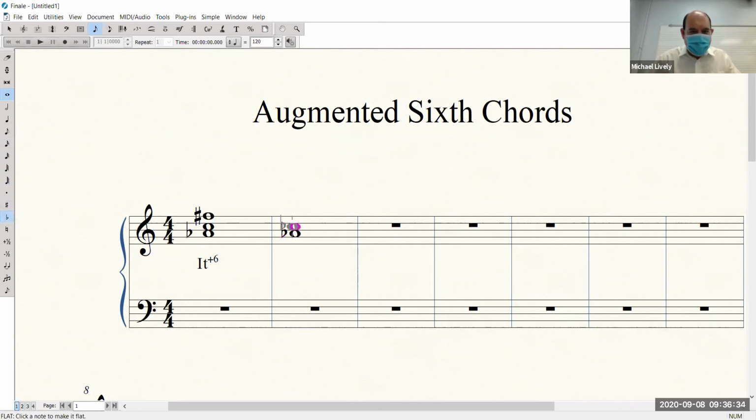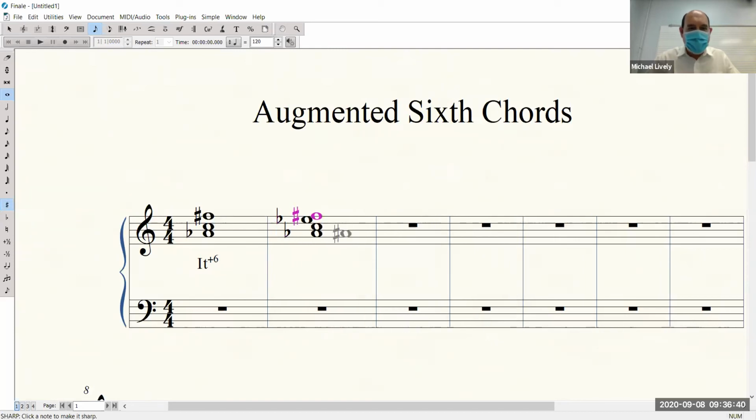Okay, the next one, and this is an important one, has flat 6, scale degree 1, scale degree flat 3, and of course, sharp 4. Okay, notice how Finale put the E flat to the left. Sometimes it does that, and no one can figure out why. I would have just put the F sharp over to the right. We know the top note has to go to the right of the lower note. Why it did that, I don't know.